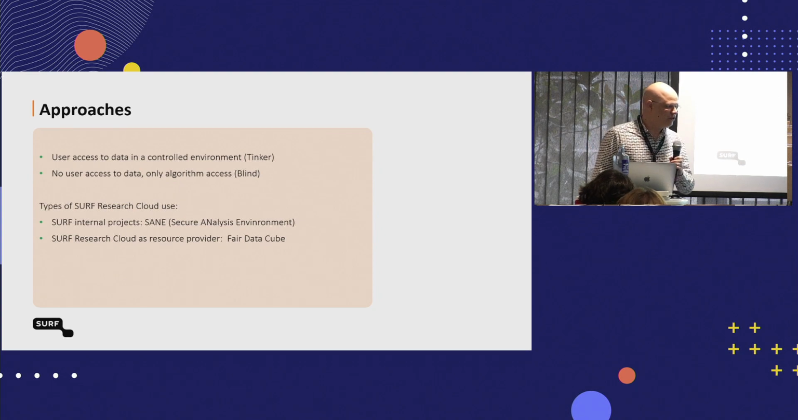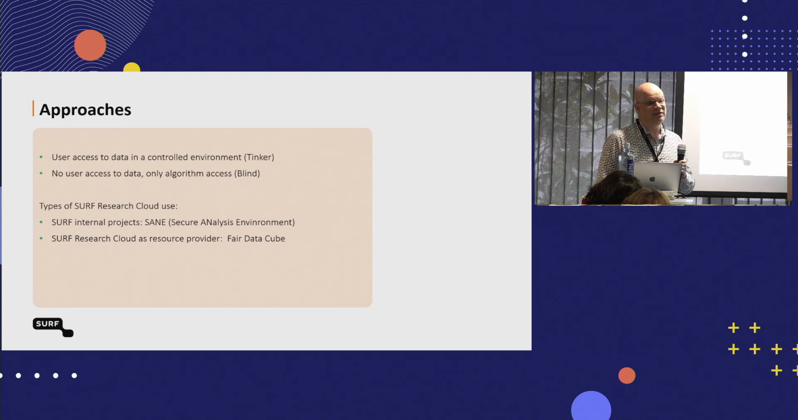We have 2 approaches. We have the Tinker environment, where you can tinker with data, not my term, but I like it. So people can run their own software on the actual data. Or we have a blind access, and that means the user doesn't have access, only the algorithm has access. I will focus on the SANE project here, so not on the FAIR Data Cube, which is another way to work with sensitive data in SURF Research Cloud.